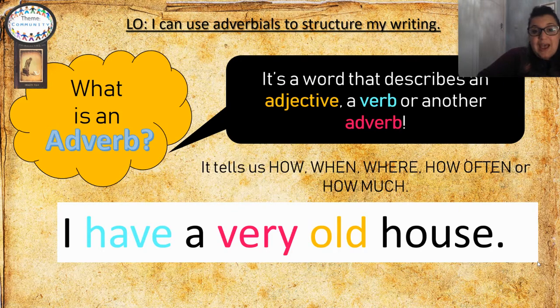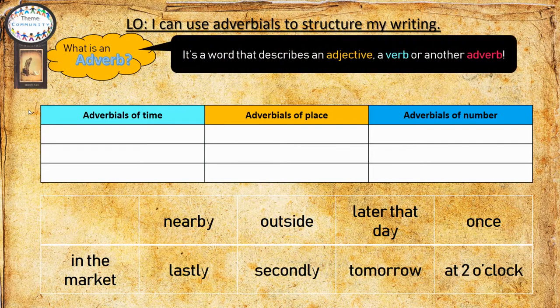Adverbs also tell us how, when, where, how often, or how much. Have a read of our sentence below. What is our adverb doing? Very. I have a very old house. That's right. It's telling us how much. How old is it? It's very old. But today we're going to focus on these adverbials of time, place, and of number.